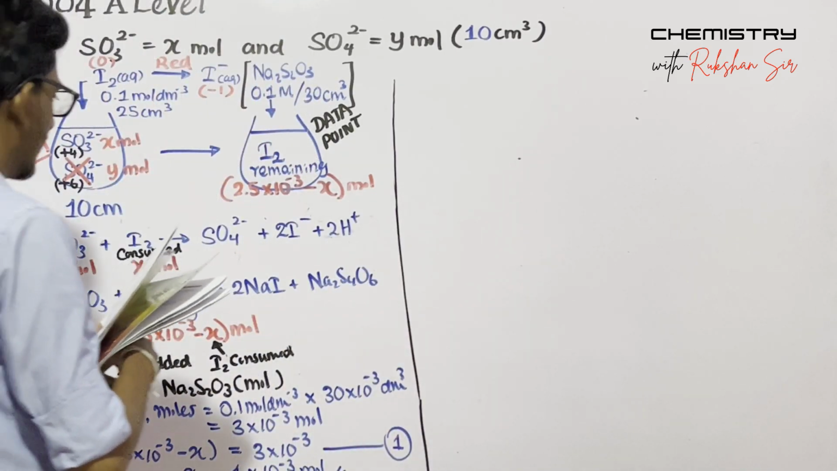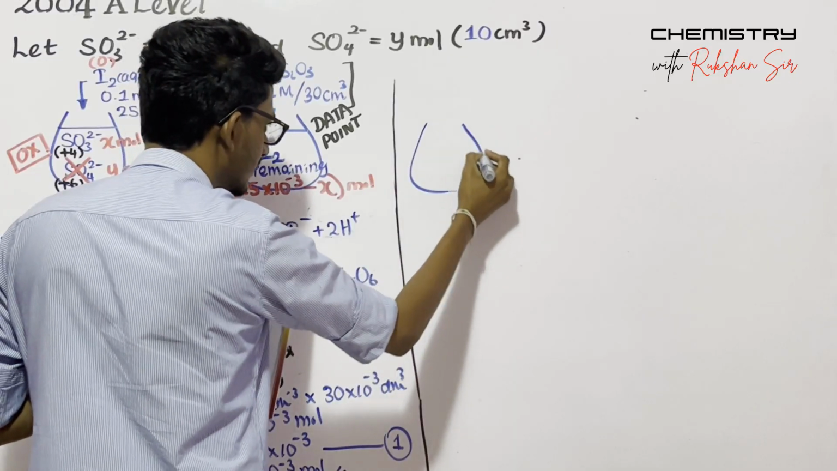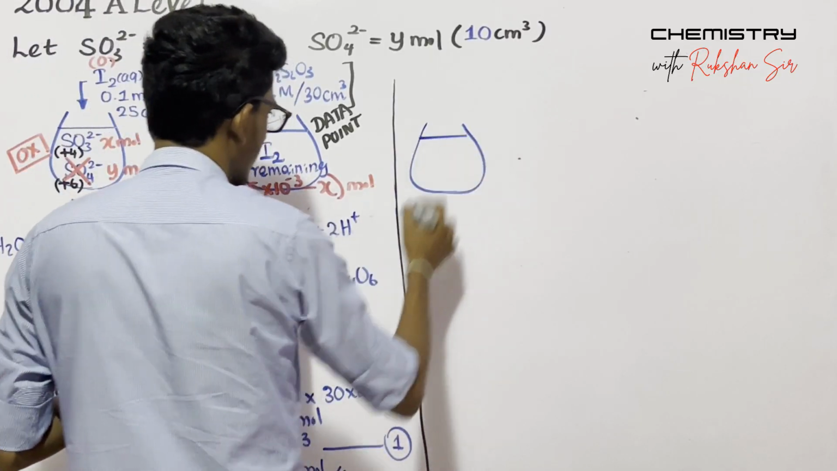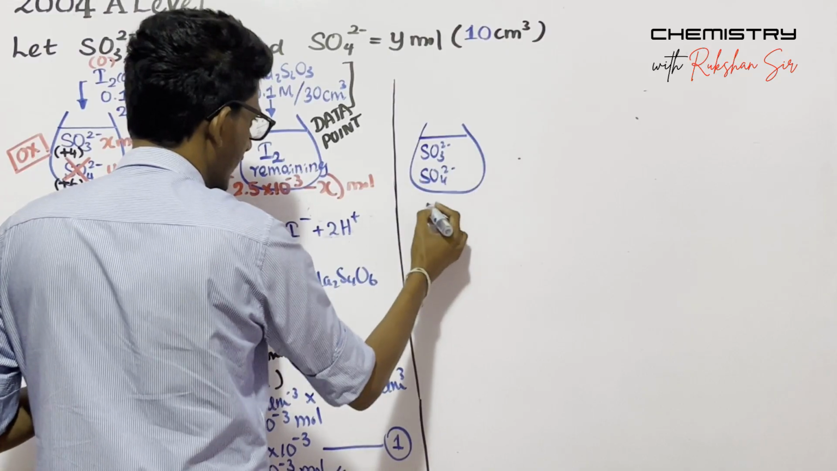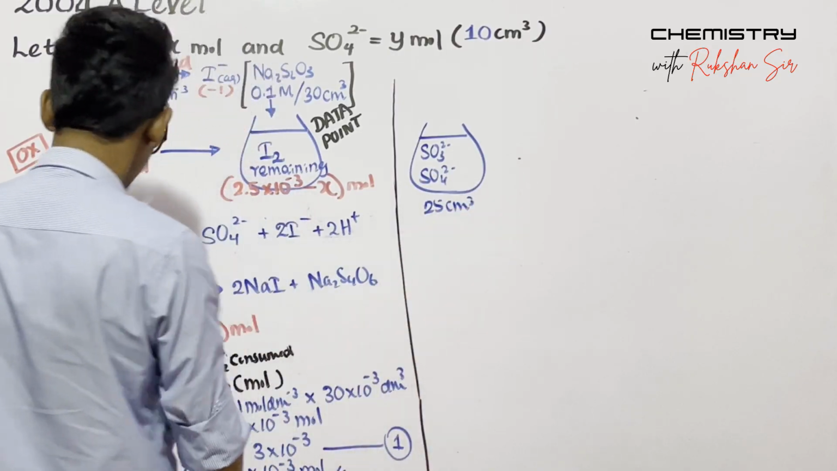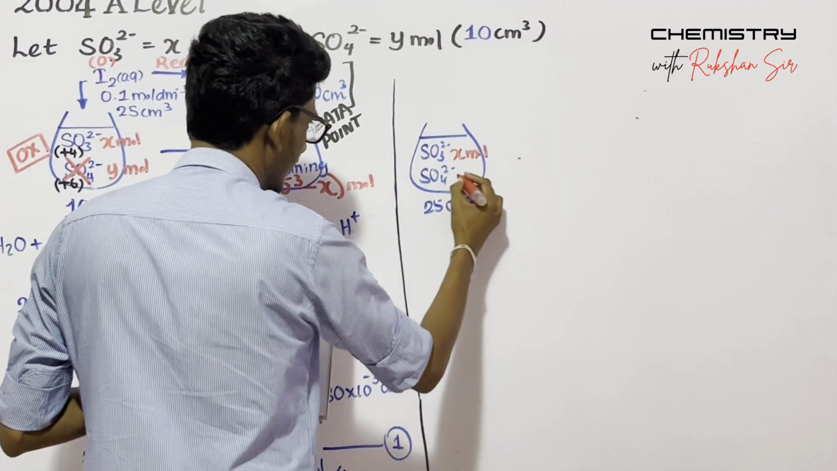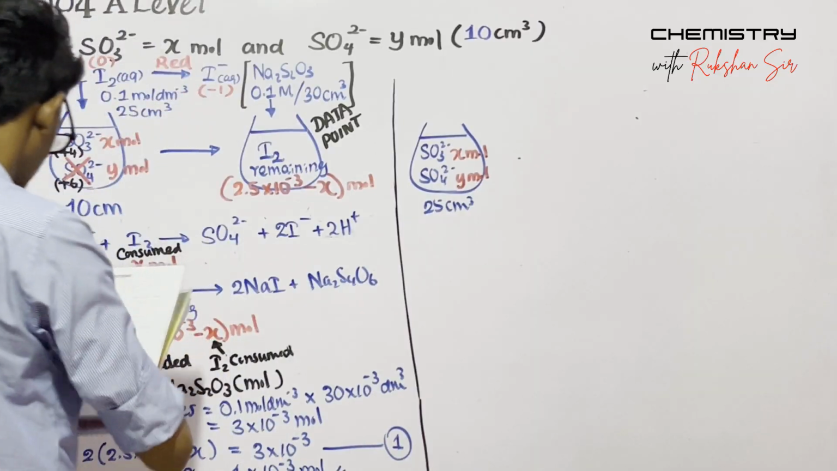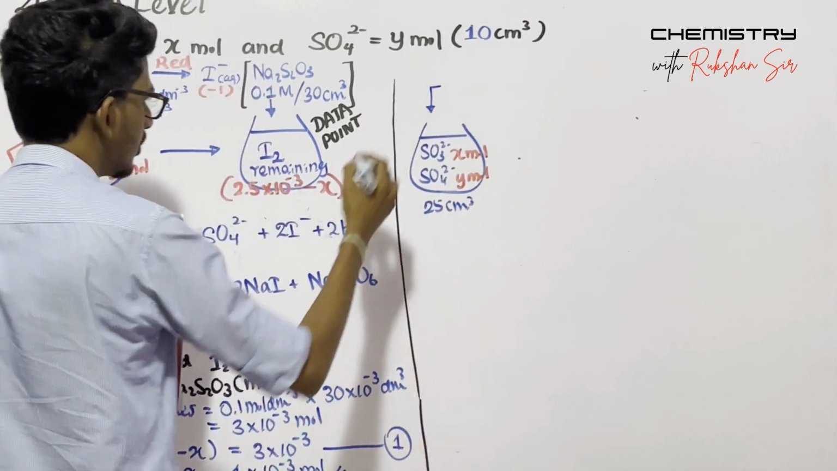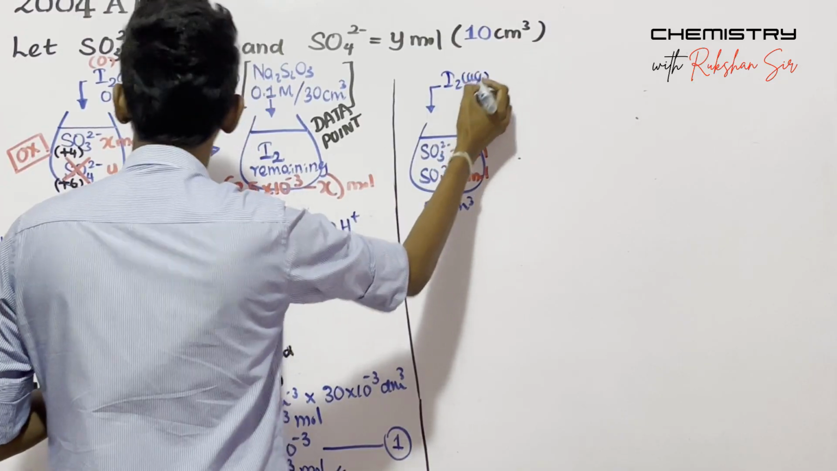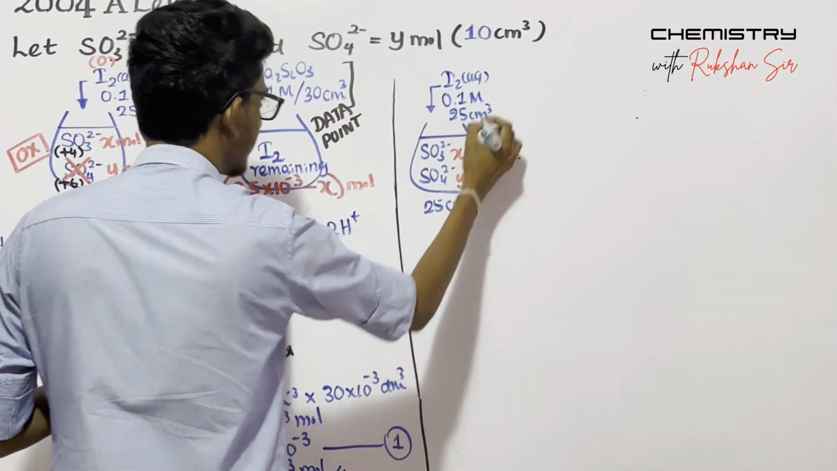So what have they done? They have done the same procedure again, right? You had SO3 2 minus and SO4 2 minus. Again, they have taken the same volume, right? That means the same x moles as well as y moles appear here, right? Again, the same amount of I2 is added as in the earlier case, right? That means another excess amount, 0.1 molar at 25 cubic centimeters, was added, right?